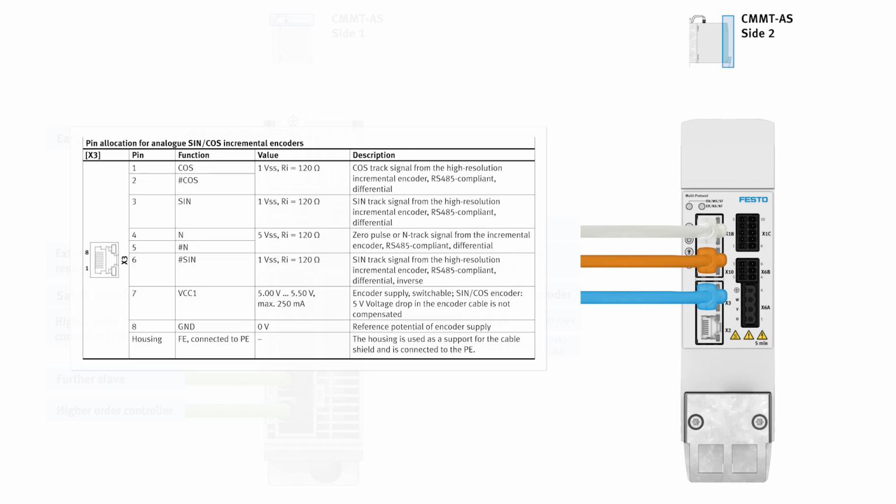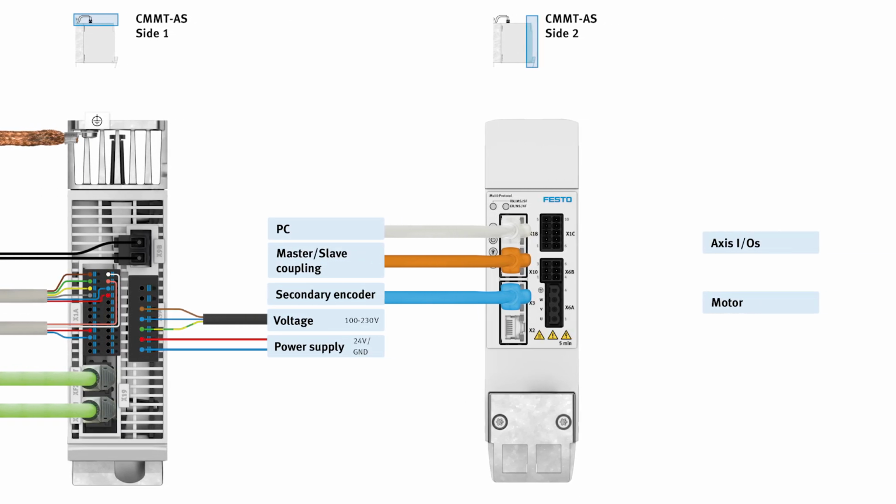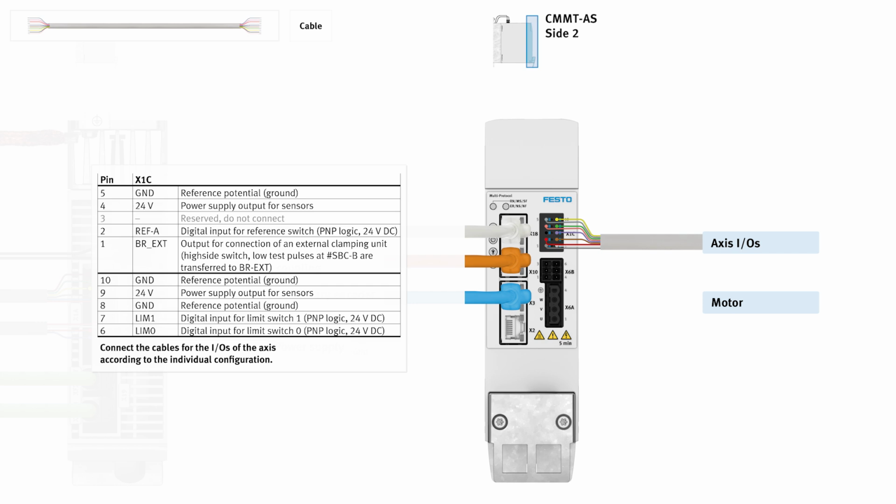If an analog sine cos incremental encoder is used, here are the pinout details for the connection. If an incremental encoder is used, here are the pinout details for the connection. Access IOs to CMMT-AS X1C connector via cables.